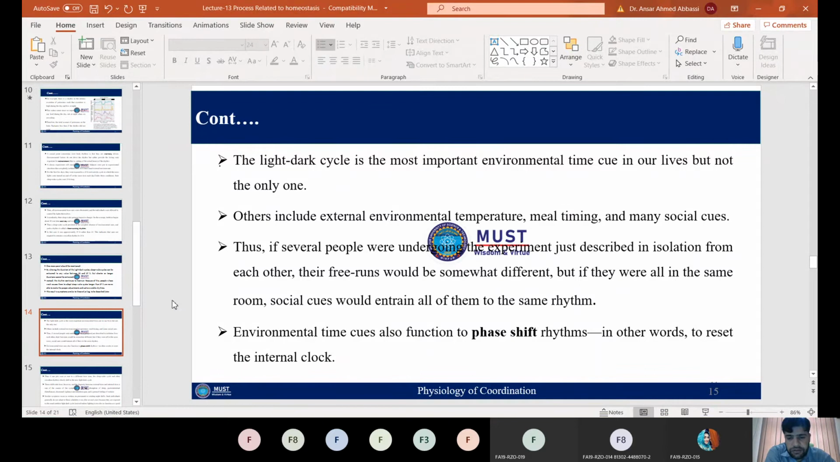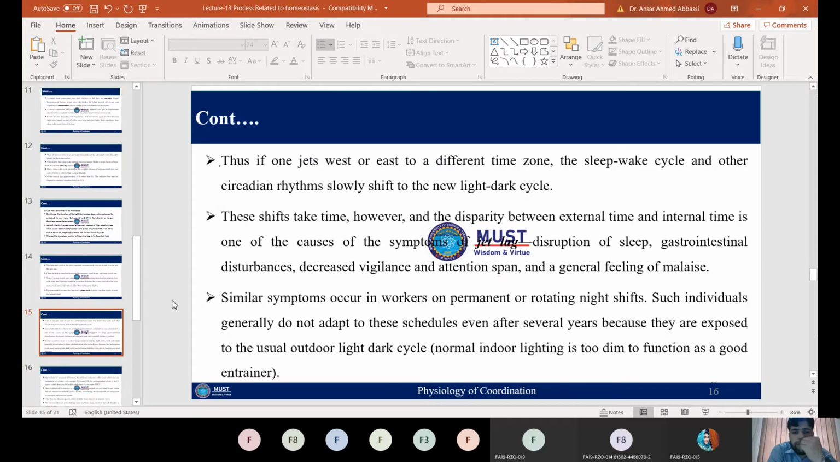So environmental time cues also function to phase shift rhythm. Phase shift rhythm means resetting the internal clock. For example, if one travels west or east to a different time zone, if you go from here to another country, definitely your time zone will change. So now your sleep wake cycle and the other rhythmical processes in the body will also shift according to the new time zone. This is called phase shift.